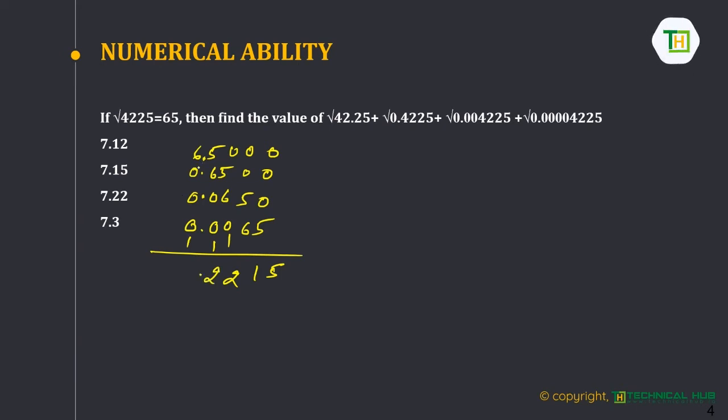Next, 1, 7, 12. And next, 6 plus 1, 7. So 7.2215. But in the options, only up to 2 digits are given. Therefore, option C is the right answer. 7.22. The exact answer is 7.2215, but in options only up to 2 decimals are given. Therefore, your required answer will be 7.22.